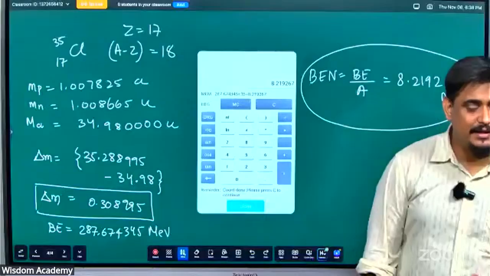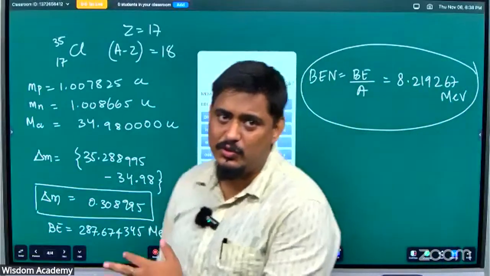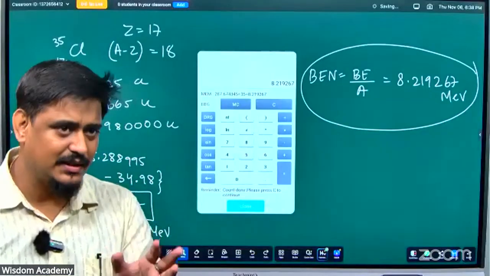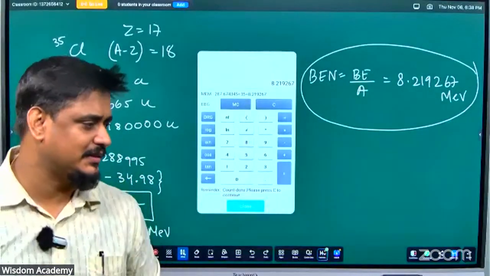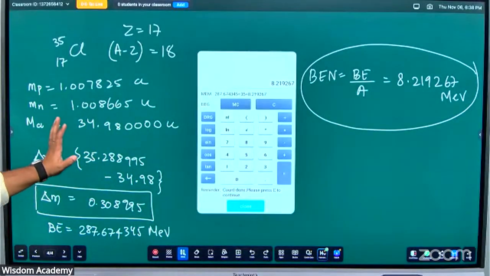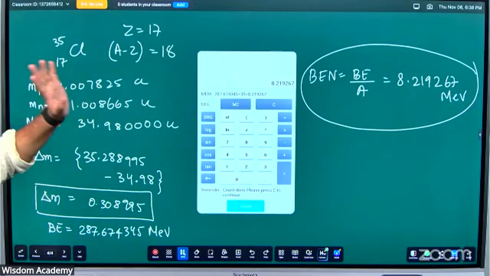Again, I'm repeating, this topic that we are learning now is not much physics at all. It is only basic mathematics, isn't it? It is some 6th level, 7th level mathematics. What we are doing is just subtracting, multiplying, adding only. So if you're able to do this, you are fine.